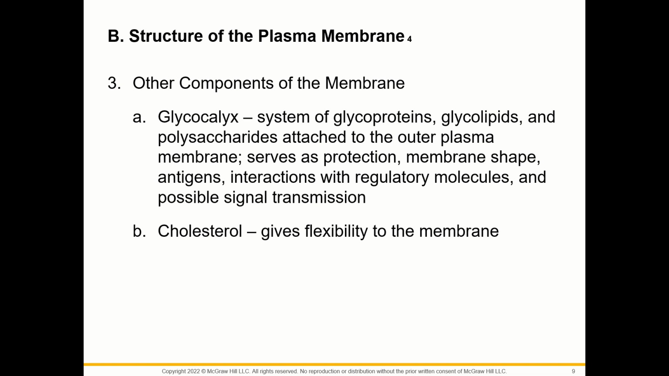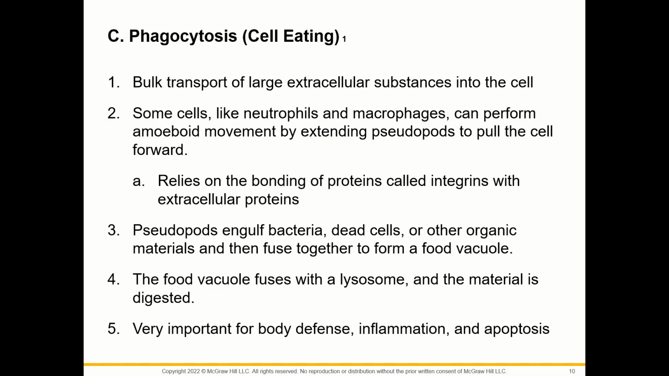There are other important components of the membrane, such as the glycocalyx and cholesterol. The glycocalyx is a system of glycoproteins, glycolipids, and polysaccharides that are attached to the outer plasma membrane. It serves as protection, gives the membrane shape, it has antigens on it, and it interacts with regulatory molecules and may even have possible signal transmission capabilities. Cholesterol gives flexibility to the membrane, and like I said, it helps to stabilize it because otherwise it would be this oily, viscous layer. The cholesterol kind of helps it become a little more waxy.